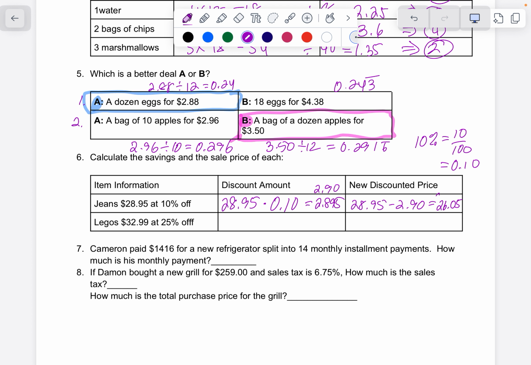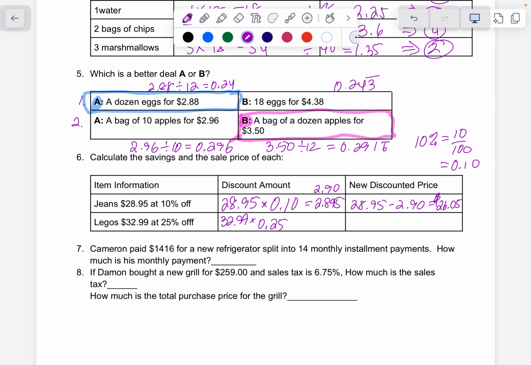Okay, let's do the Legos. $32.99. What's our decimal we're going to use for this one? 0.25. Yep, 0.25. You don't really need the 0, but I like putting it there. That really shows me that's where the decimal place is. You don't really need it. The calculator doesn't care, and it's not a big deal.